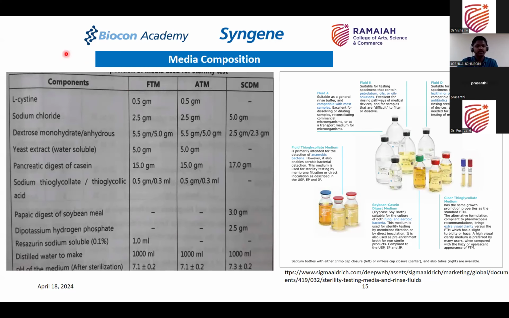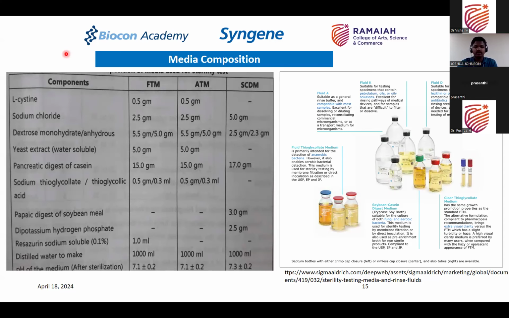Shashank? Yes, ma'am. Okay. So weigh all these ingredients and dissolve in 1000 ml of water, set the pH and sterilize. Usually the sterilization is done through an autoclave. Autoclave is the moist heat method of sterilization. What temperature do we follow for sterilization in the autoclave?